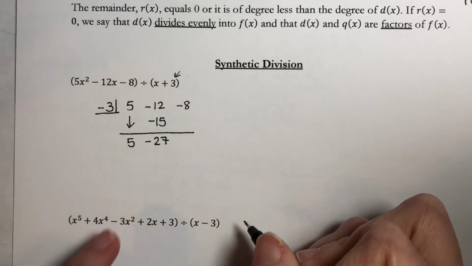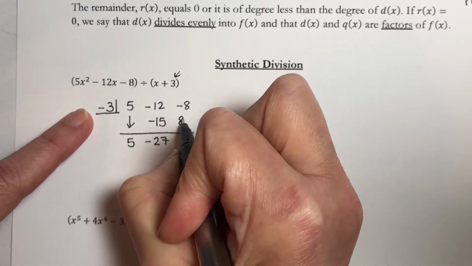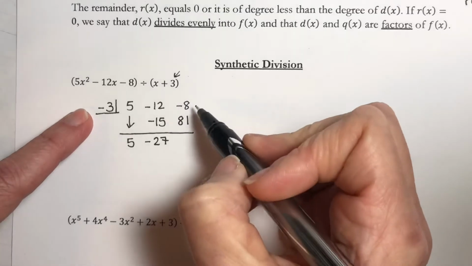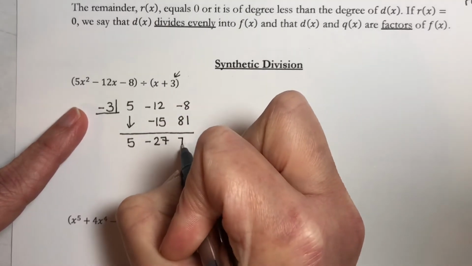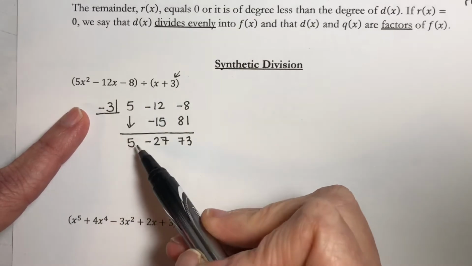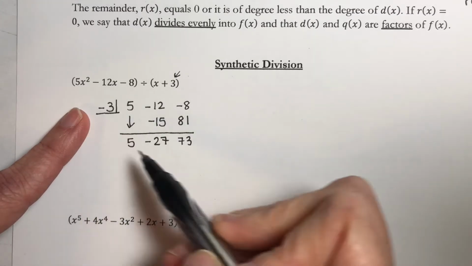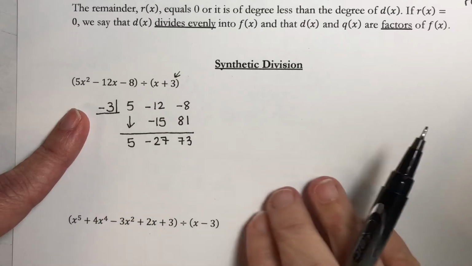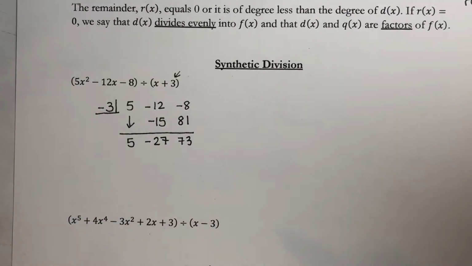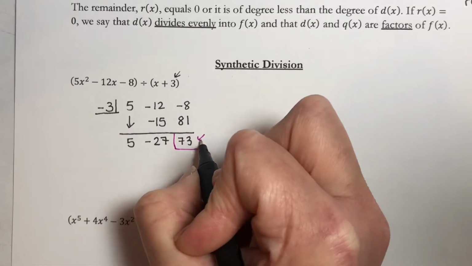And we repeat the process. Negative 27 times negative 3 is positive 81. And then you add. Negative 8 plus 81 is 73. So you bring down the first one, you multiply, then you add. Then you multiply and you add. And you keep multiplying and adding until you've finished everything that you have. Now your answer is here, you just have to know how to look for it. Whatever your last number is, this is always the remainder.